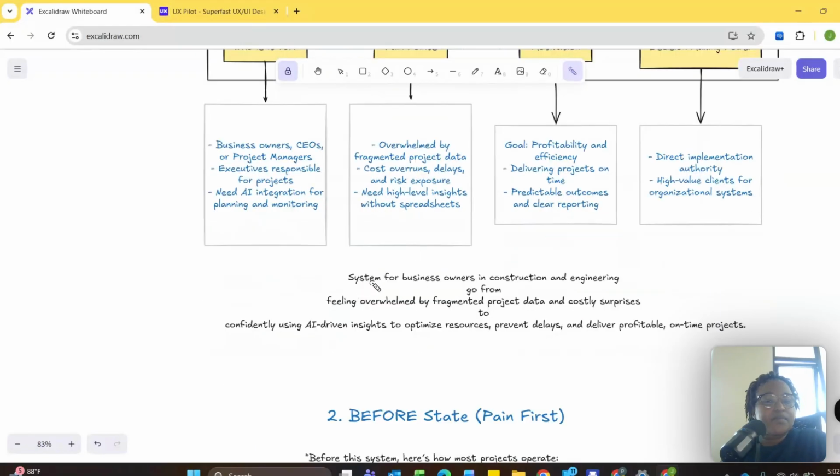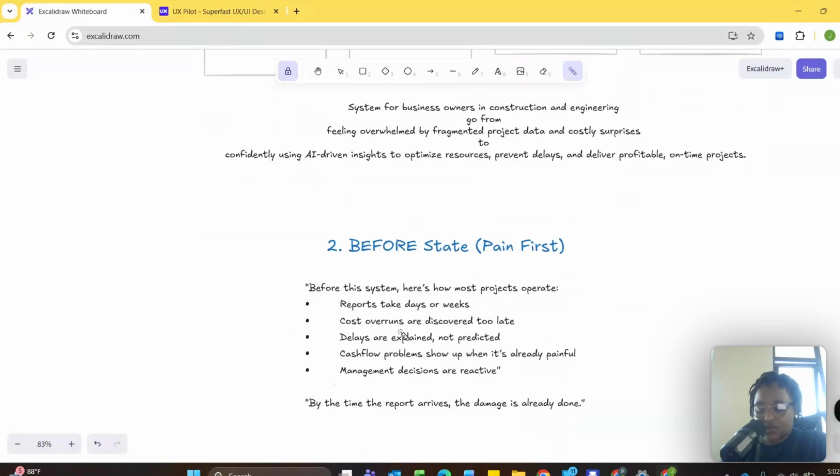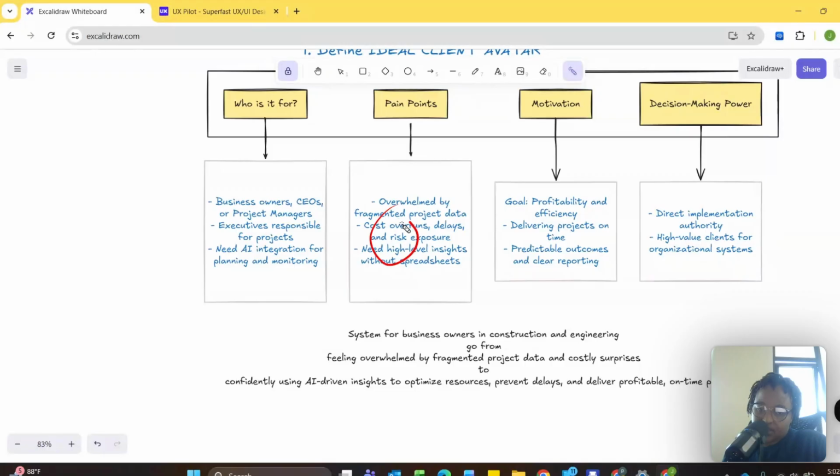To summarize, this is a system for business owners in construction and engineering that helps them go from feeling overwhelmed by a lot of project data and costly surprises to confidently using AI driven insights to optimize resources, prevent delays, and deliver profitable on time projects. With us knowing our ideal client, the next step is also very important: to further analyze this pain. So, moving to our second step, we're going to analyze the need of our client, further interpreting the pain points.